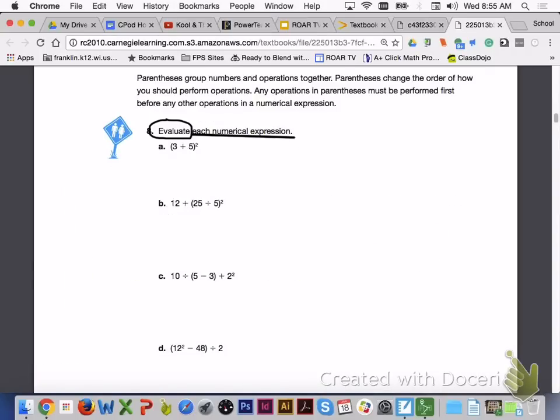Parentheses group numbers and operations together. They change the order of how you should perform operations. Any operations in parentheses must be performed first before any other operations in a numerical expression. Please answer number 8, letters A through F with your group members, and make sure that you are showing your work in order to indicate the rules for the order of operations that you are following.